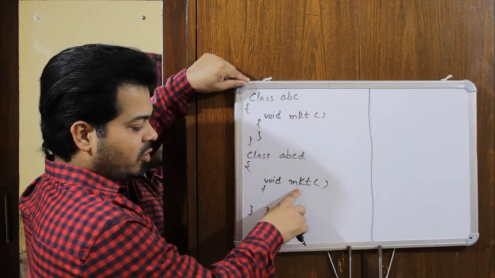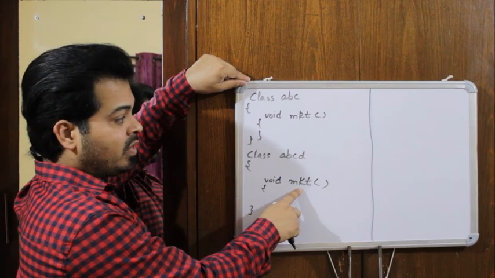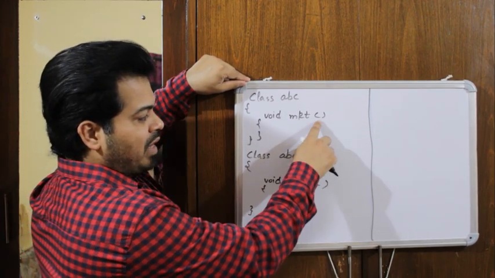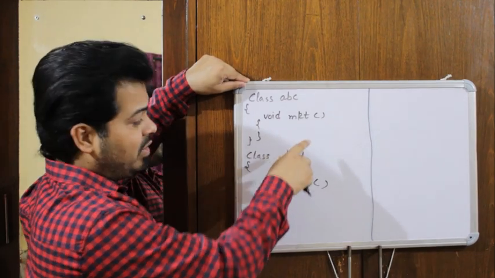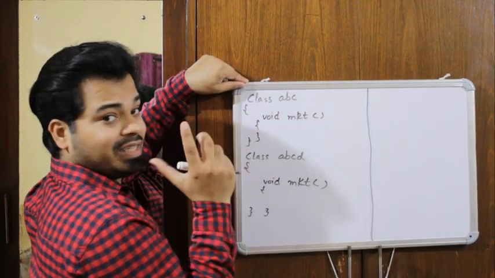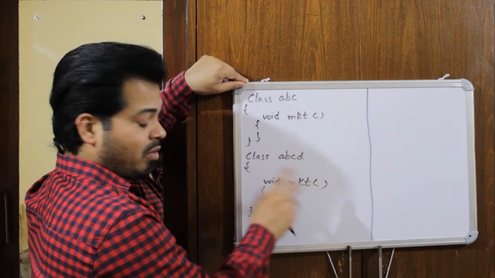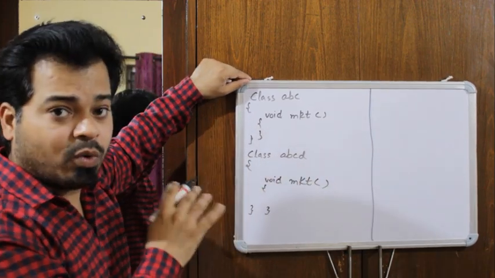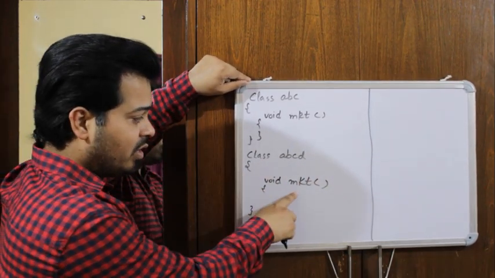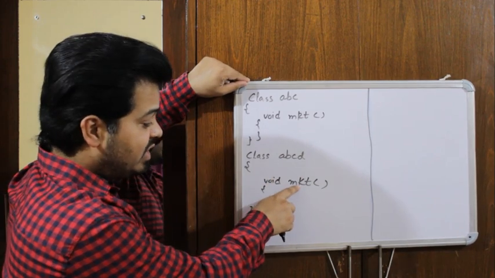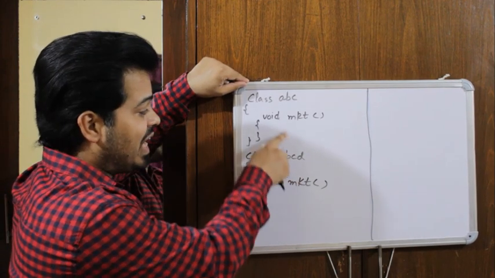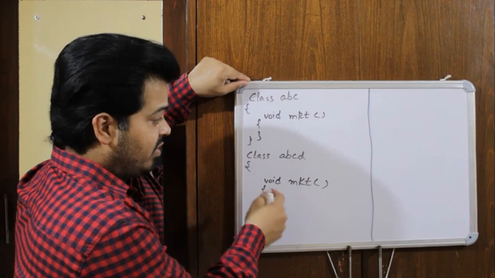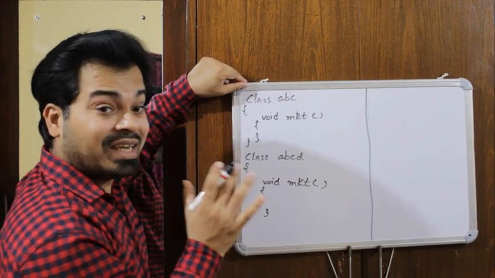In your subclass method also the name of the method is MKT, and you can see that there are no parameters in your superclass, and there are no parameters even in the subclass. So this is what method overriding is about. You are developing a method in the subclass with the same name and signature as in the superclass, but with a different implementation. That is, the implementation can vary.